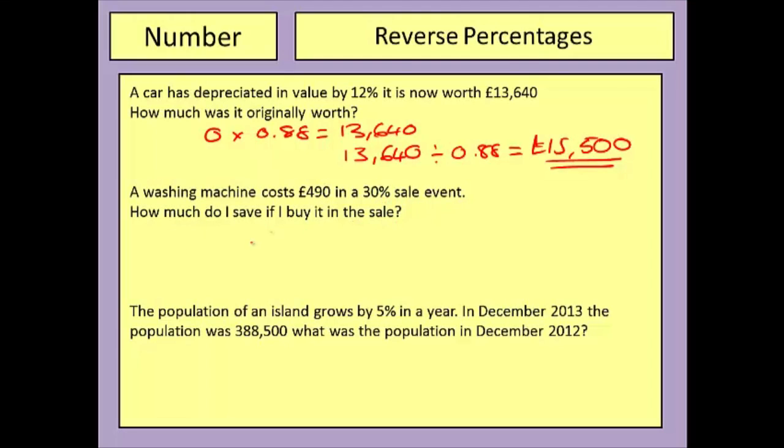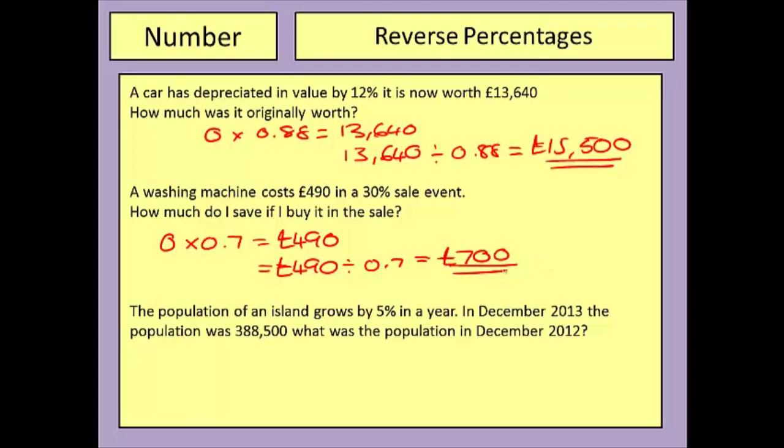In the second example, a washing machine costs £490 and it's in a 30% sale event. How much do I save if I buy it in the sale? So the original price was multiplied by 0.7, and that gave me £490. So what I'm going to do is reverse this around. £490 divided by 0.7, which gives me the original cost of the washing machine as £700.